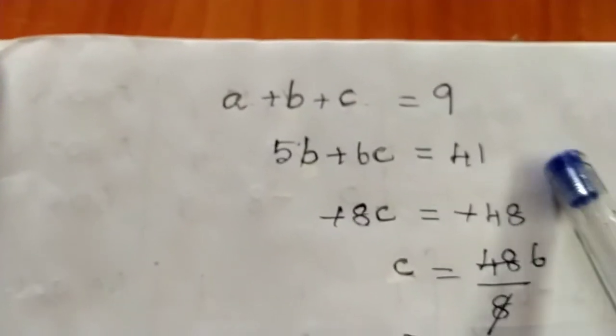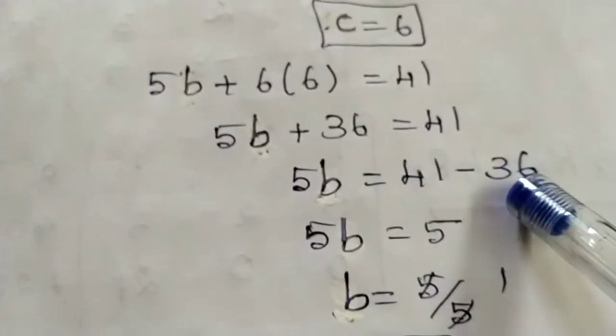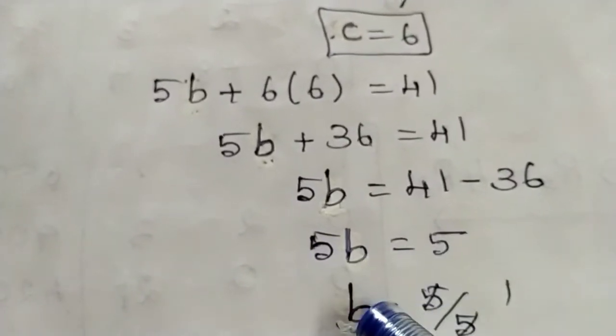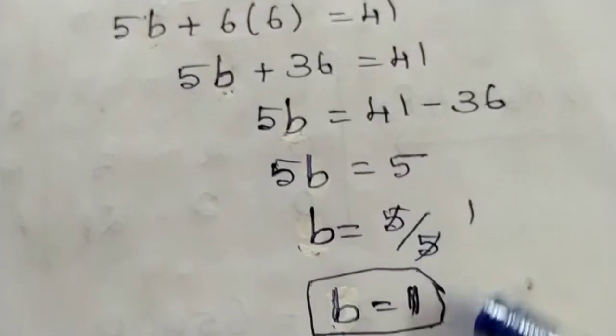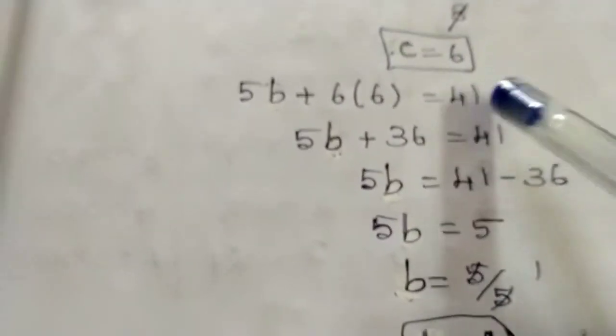c equal to 6. Substitute in this equation. 5b equal to 41 minus 6 into 6, 36. 36 go to that side, minus 36. Simplify, 5b equal to 5. b equal to 5 by 5. Cancel, b equal to 1. Now c equal to 6, b equal to 1. Now substitute in first equation.